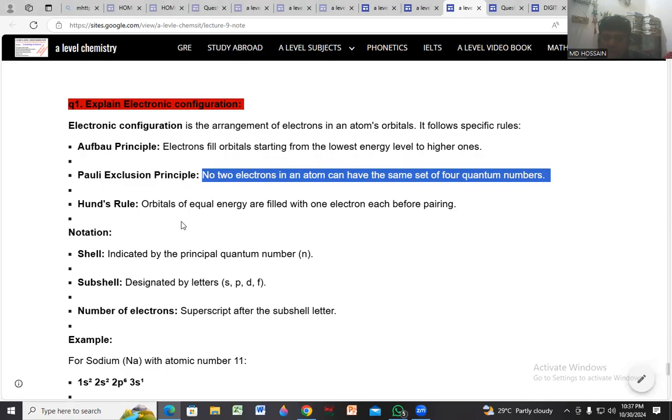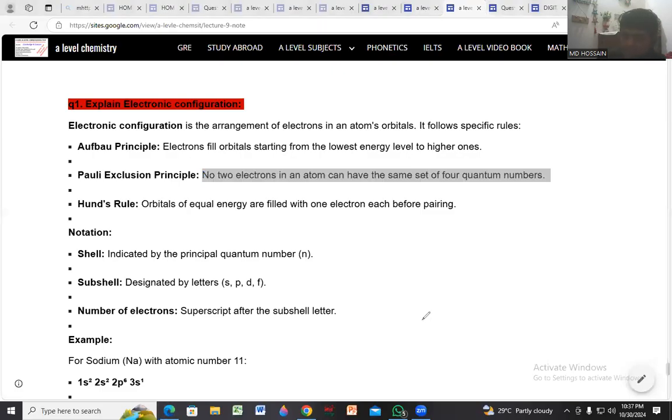And then Hund's rule: orbitals of equal energy are filled with one electron each before pairing. So let's try to understand what this is telling us. Think that sodium has 11 electrons, right? So what will be the electronic configuration? Firstly, try to understand what the same energy level is. Same energy level means there is no other orbital, so 1s is only one, and there is no problem there.